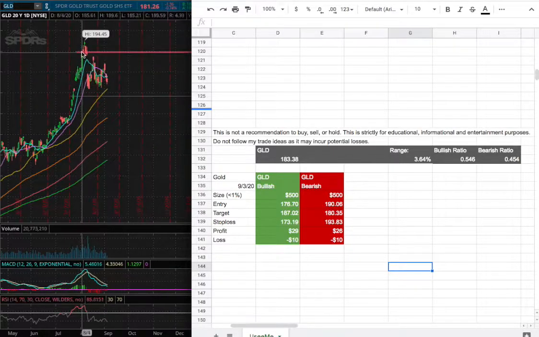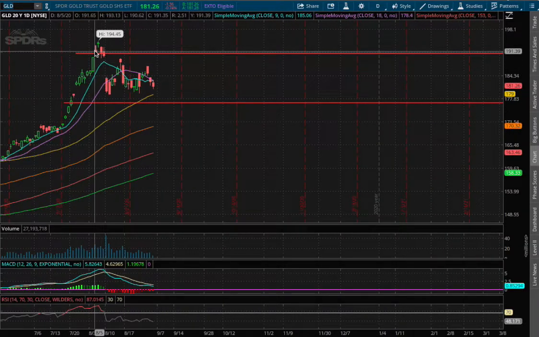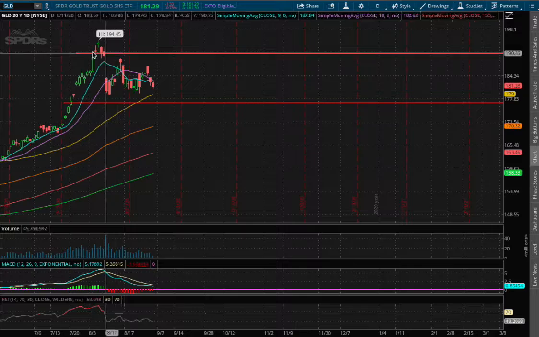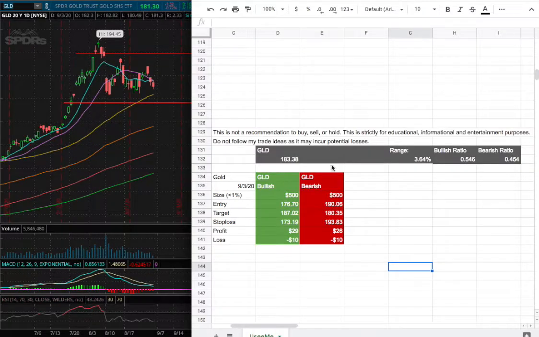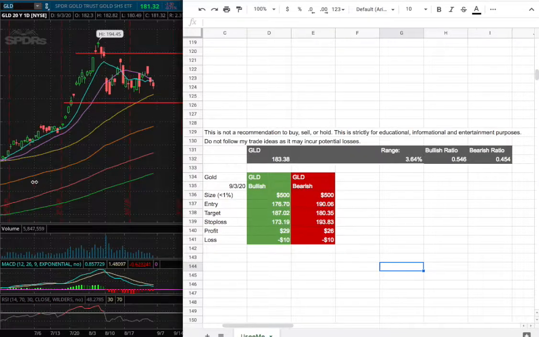On the other hand, if I were to open a short position, my entry will be $190.06, where we encounter resistance or a gap up that dated back to August 5th. That will be my short entry right there. And as for my sell target, that will be $180.35. And my stop loss on my short will be $193.83.